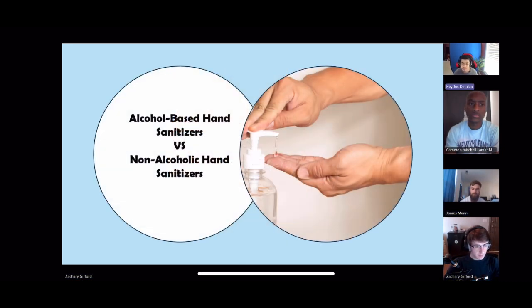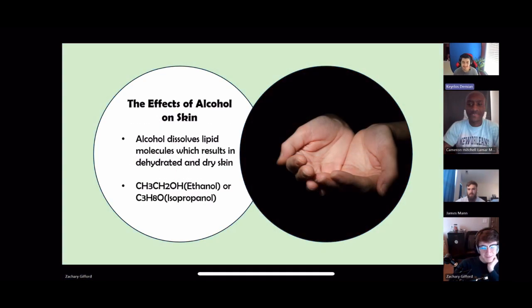So in our exploration, we did alcohol-based hand sanitizers versus non-alcohol-based hand sanitizers, and we wanted to explore the difference between both chemically and how they had different changes. So before we discuss the non-alcohol-based hand sanitizers, let's first talk about the impacts of alcohol on the skin. When alcohol dissolves on the skin, it dissolves lipids and molecules, and that's what causes dehydration and dry skin. That's why your hands may be ashy if you use alcohol-based hand sanitizers. And alcohol-based hand sanitizers usually involve ethanol or isopropanol, and those are the two formulas for those substances.